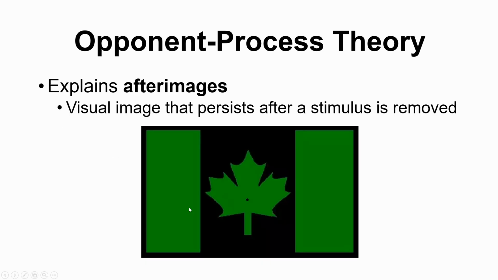And so the opponent process theory helps explain why, when our eyes have looked at something for a long time and we look away, why do we see the inverse? Why do we see red after seeing green? And why do we see white after seeing black? And the general agreement nowadays, as I've said, neither of these two theories on their own tends to explain everything.